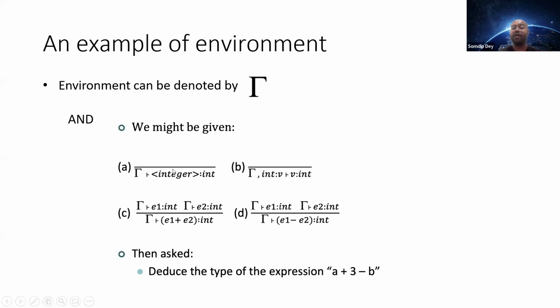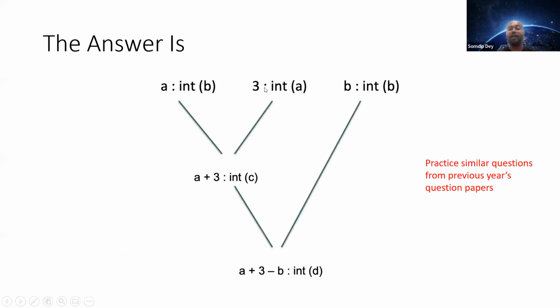So given an environment, if these type rules are provided to you, you might be asked, can you then specify what will be the type of the expression a plus 3 minus b? What you need to do, if you go through the previous lecture on this, is see that given the expression, you can use the type rules that are provided to deduce the type of the whole expression itself. And that can be done like this.